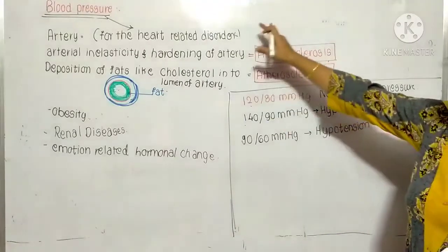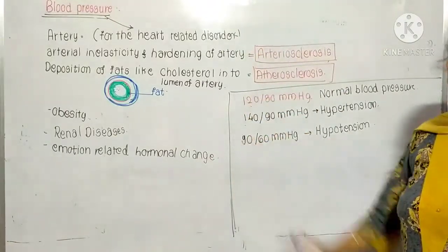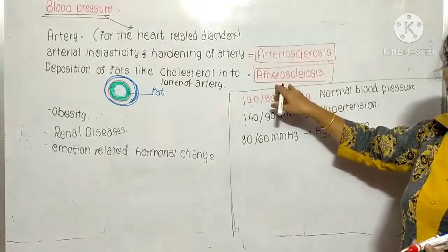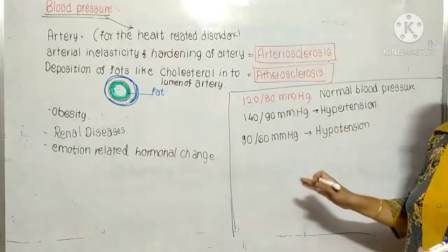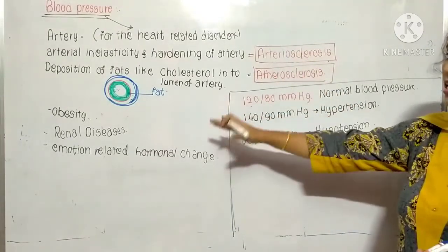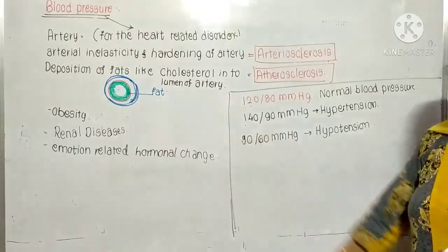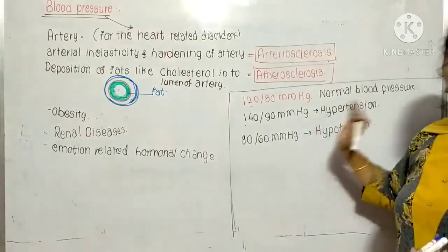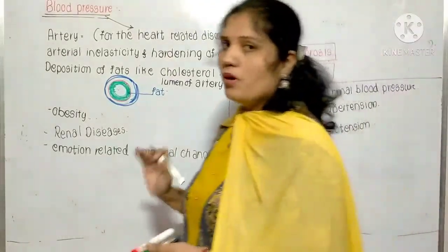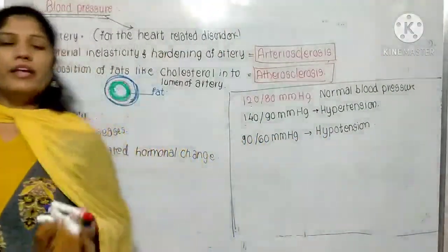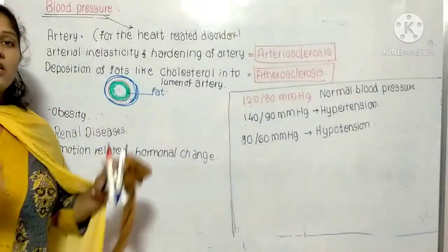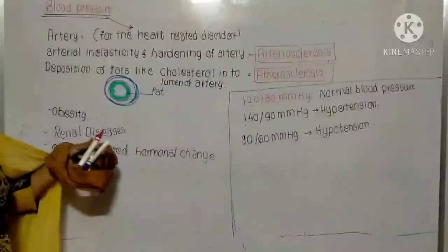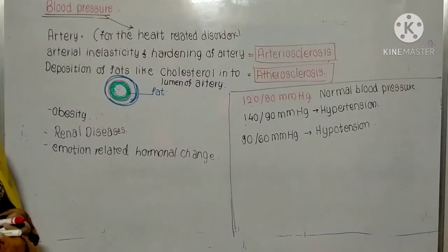So these are all related to the disorders: arteriosclerosis, atherosclerosis. The reasons behind these are obesity, renal diseases, and emotion related hormonal changes. And here I have explained to you about hypertension and hypotension. Now in the next topic we'll see the factors responsible for the heart related disorder or the blood pressure related disorder.